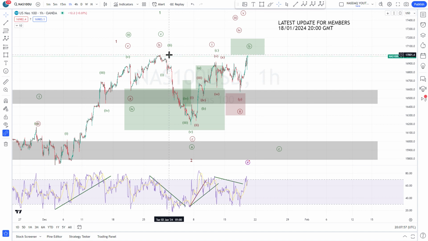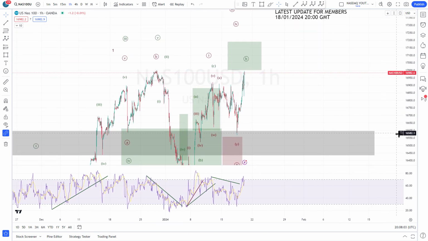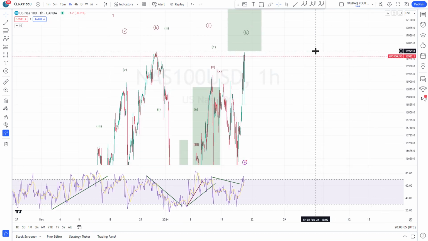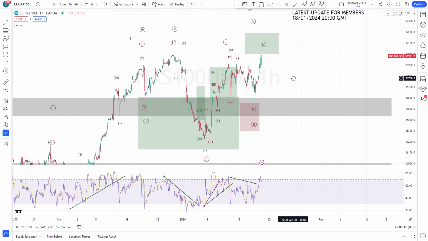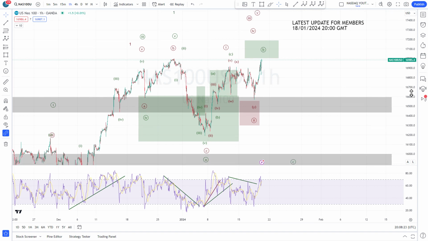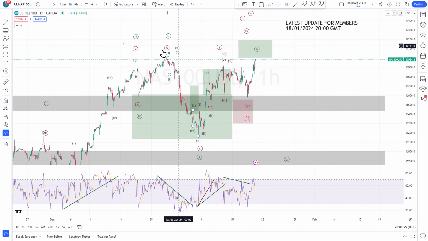It already happened before that I was assuming that we would take out the high because we went so close, but in the end we didn't take it out. So also now I have to be careful. We didn't take it out yet. The expanded flat structure, therefore, does not have to play out. It can still be an A, B, C pattern like this. But if we would take it out, then an expanded flat is still a possibility if we stay in this area, although this structure down here is not the wave A that we expect in an expanded flat.